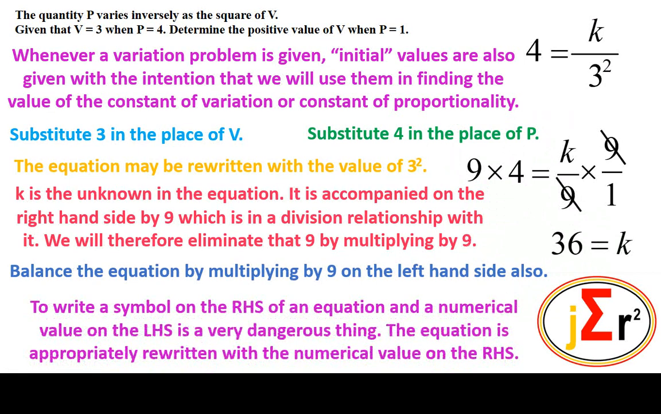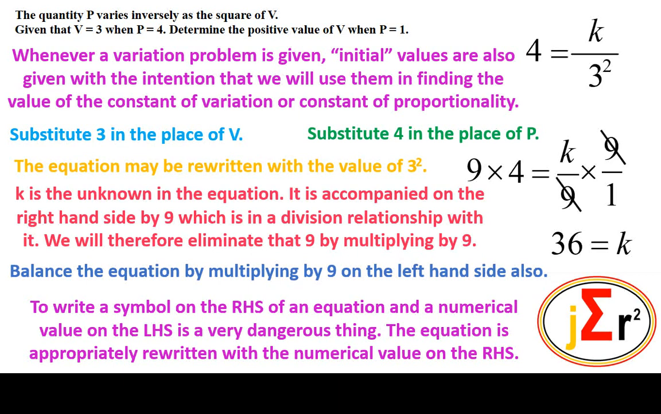To write a symbol on the right hand side of an equation and a numerical value on the left hand side is a very dangerous thing. The equation is appropriately written with the numerical value on the right hand side. So we will rewrite that with the numerical value on the right hand side. Now students, it is not that it is universally unacceptable. It is quite okay as an intermediate step, but as a final answer, that is not okay.